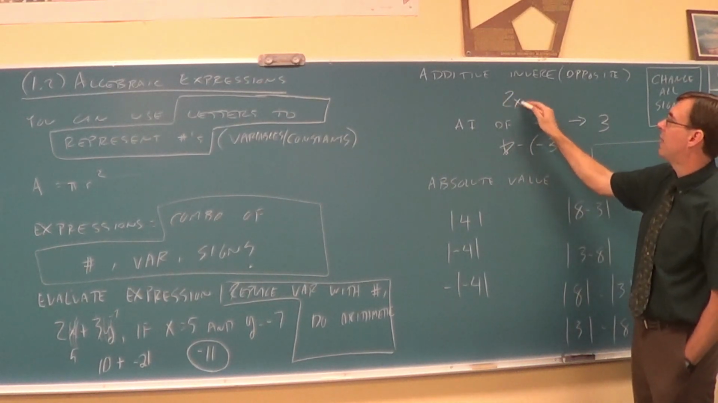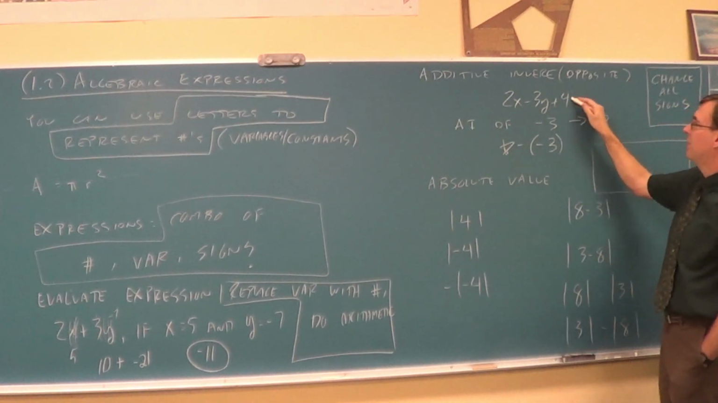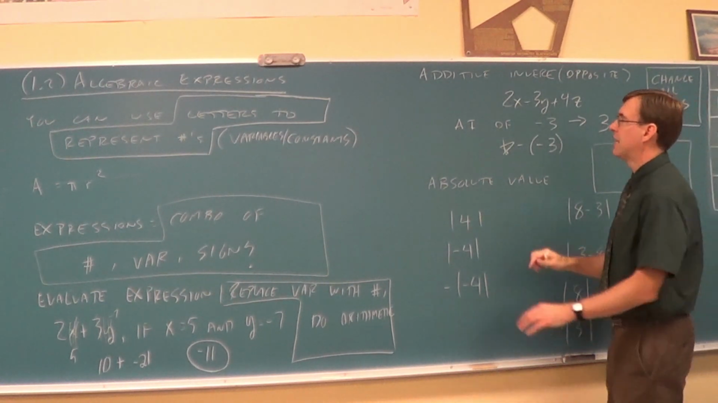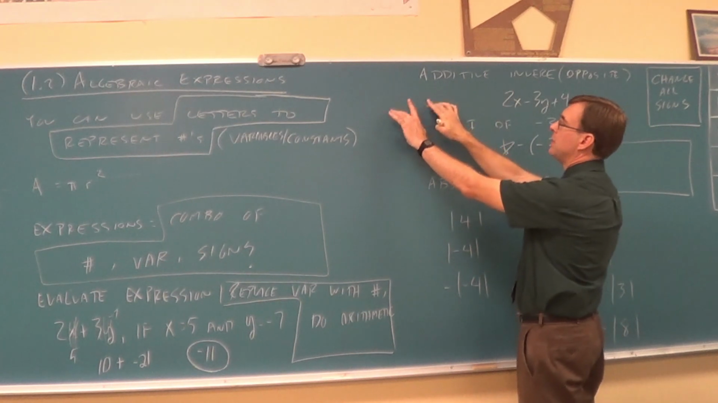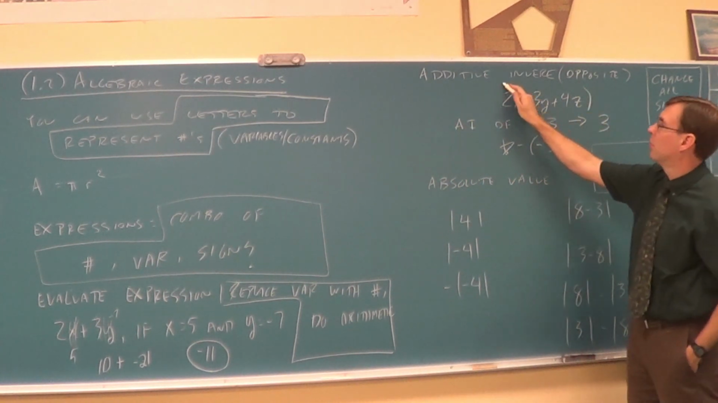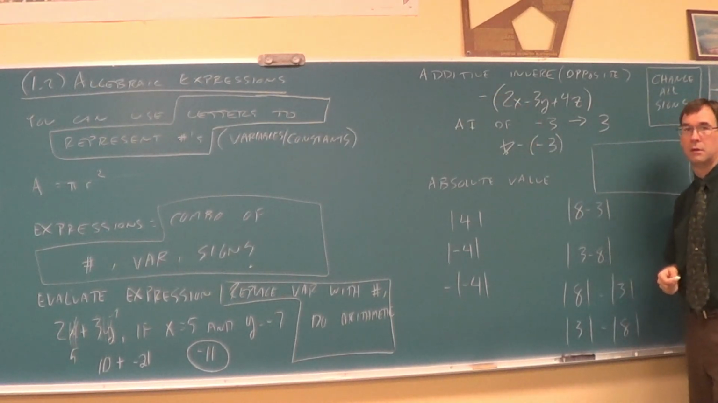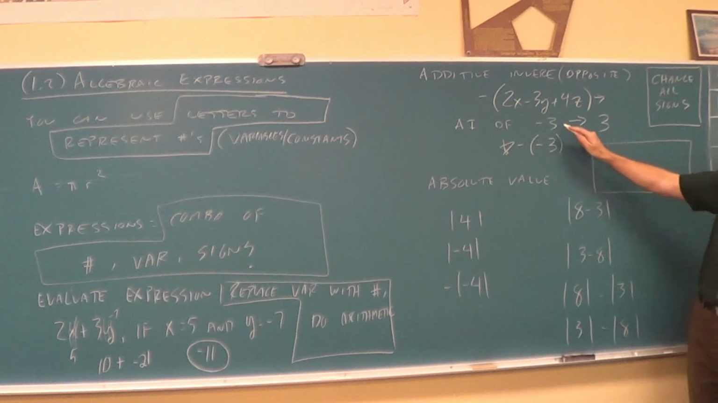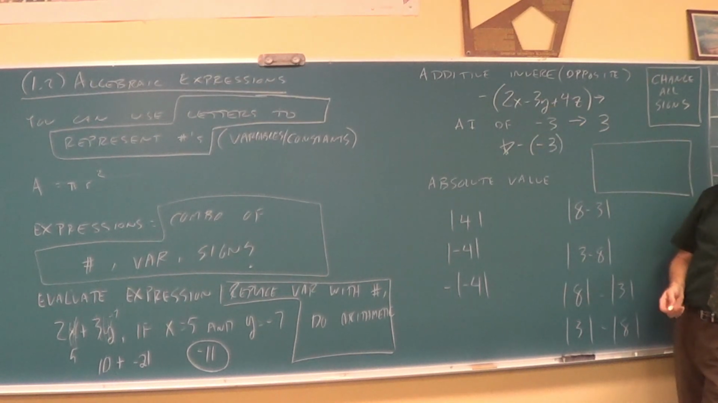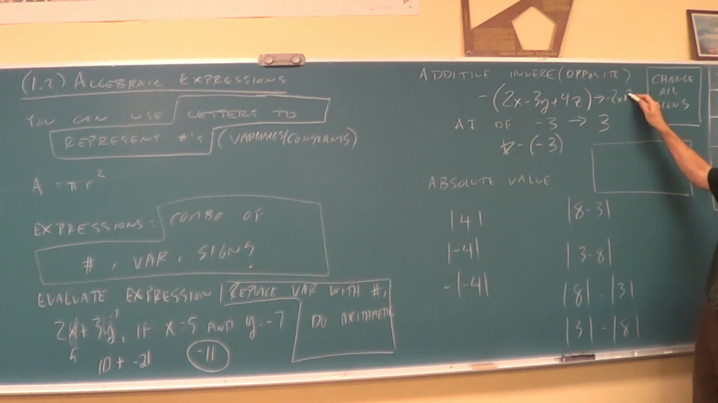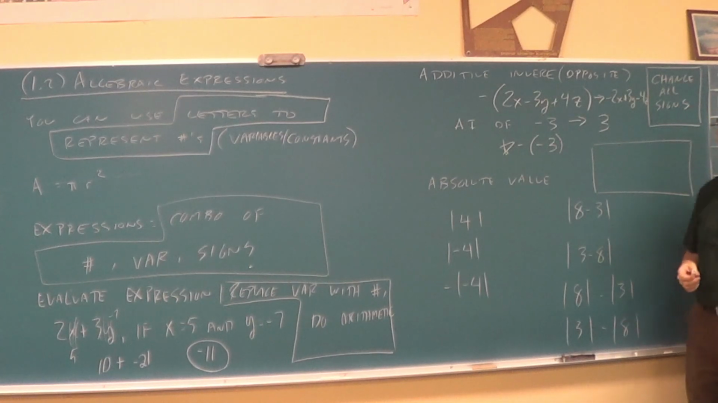So if I wanted to find the additive inverse of this, I would be unlikely as an author of a book or a typer of a test to type out, find me the additive inverse of this thing. I'd be much more likely to just go like that. And that's telling you, find me the additive inverse of that thing. What would be the additive inverse of this thing? -2x plus 3y minus 4z. Again, your job is just change all the signs.